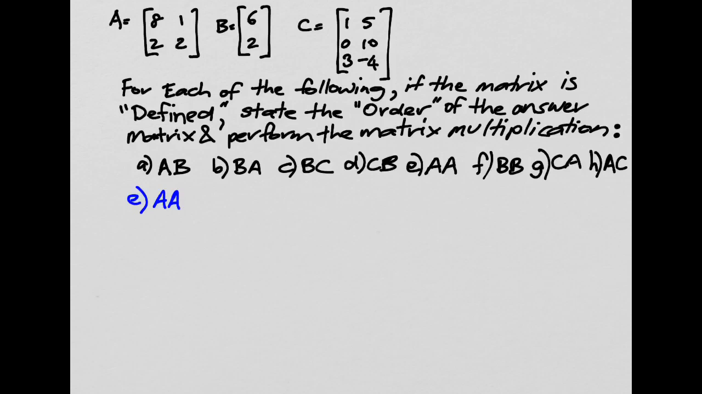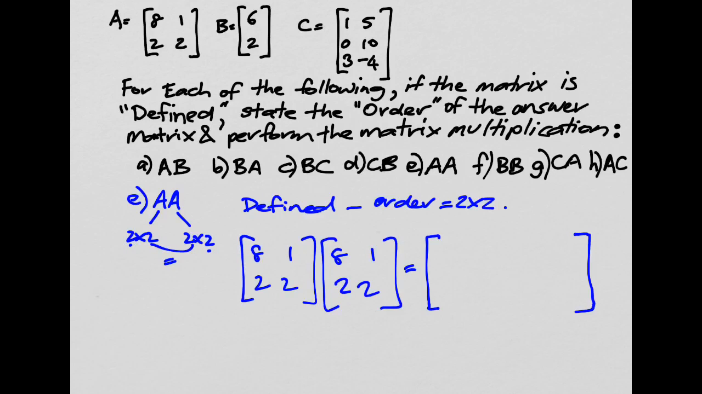Alright, let's look at AA. It's a 2 by 2, 2 by 2. So it's defined because they're equal, and you'll be left with a 2 by 2 matrix. So order equals 2 by 2.